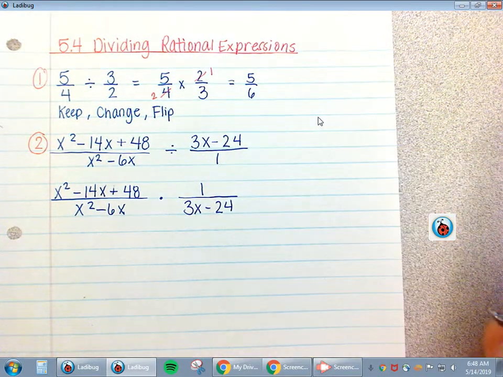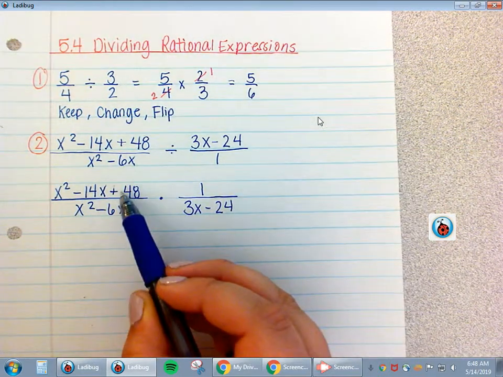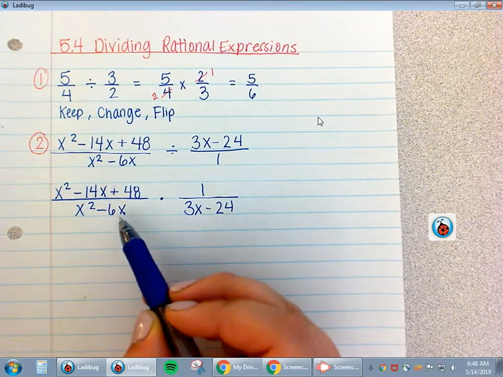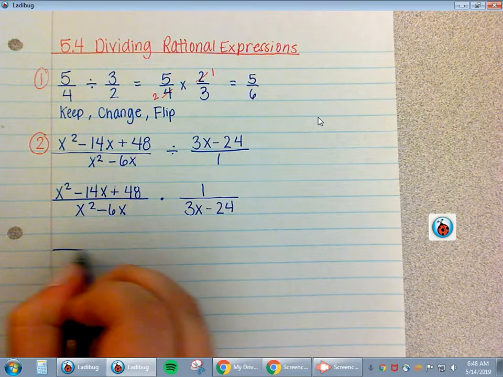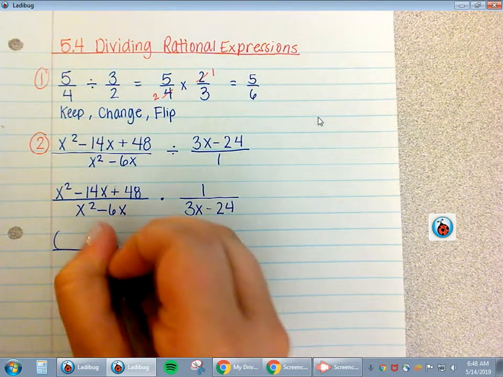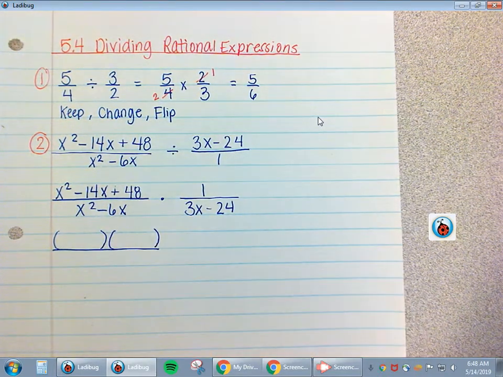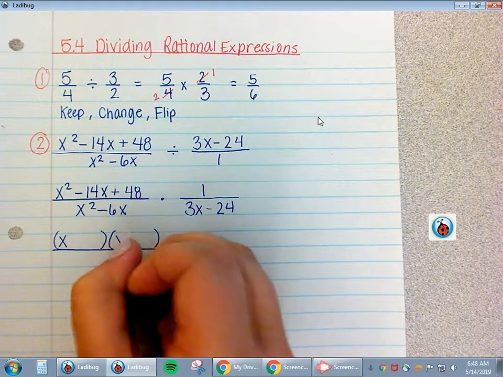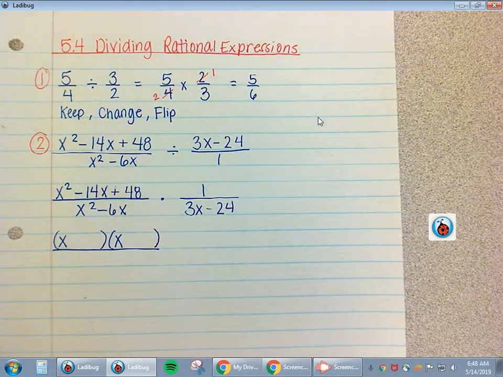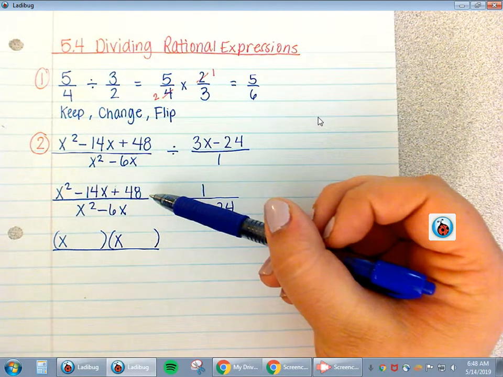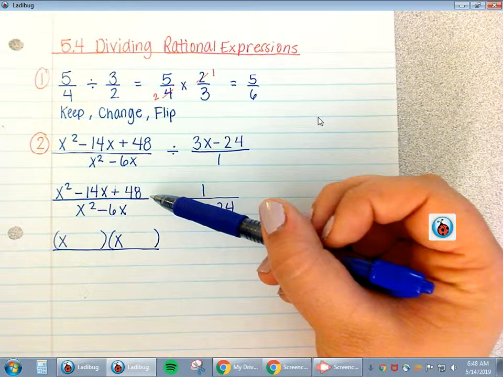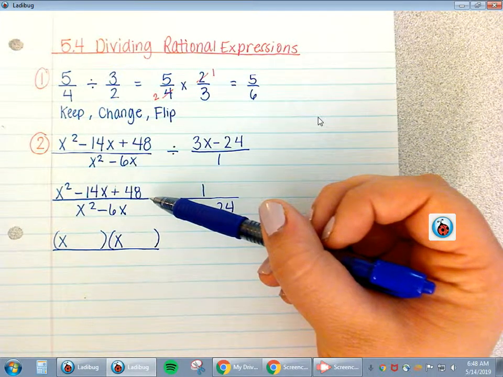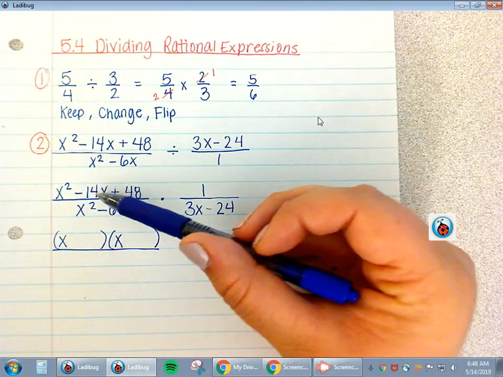So let's do some factoring here. It looks like we have a trinomial we can factor, an x we can pull out, and this one I don't see anything we can do. So let's factor this guy on top first. So factors of 48 that add to 14. I'll have to go through the factors of 48. We have 1 and 48. You have 2 and 24. 3 doesn't go into it. 4 and 12.